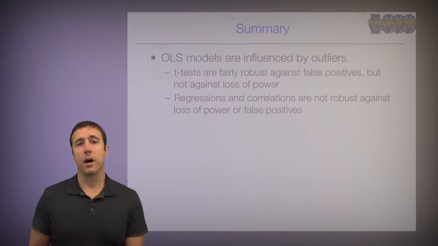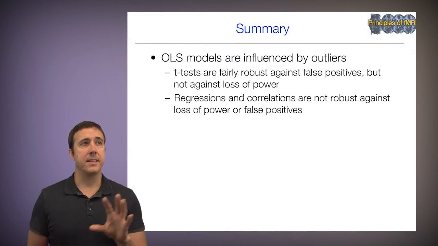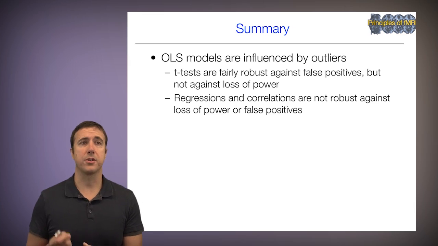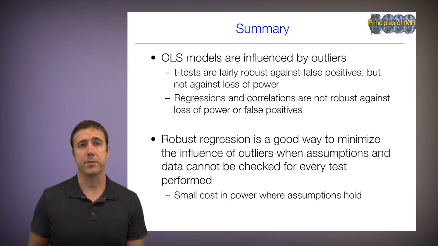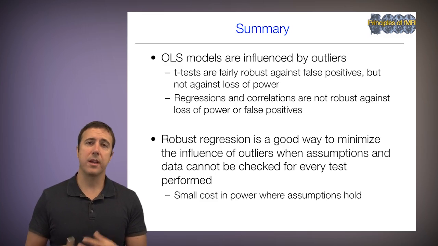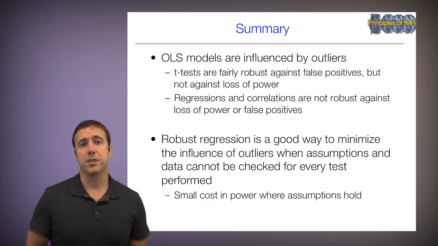So let's summarize. Ordinary least squares models are influenced by outliers, like all models. T-tests are fairly robust against false positives, but they're really not robust against loss of power. And this is even more true with regression and correlation. So regressions and correlations are not robust against loss of power or false positives, so we can end up with lots of problems. Robust regression is a good way to minimize the influence of those outliers, especially when you can't check the assumptions and data at every test performed. So there's a small cost in power when the assumptions hold, but potentially larger benefits when there are some problems with the data.